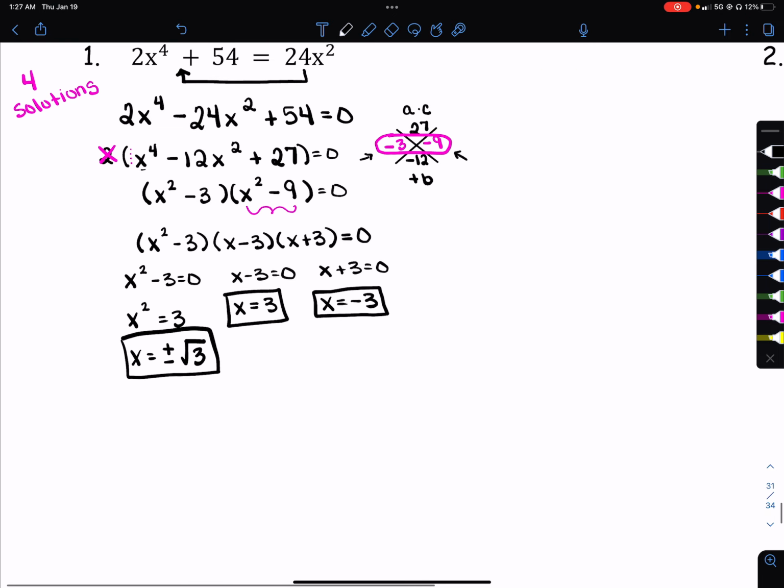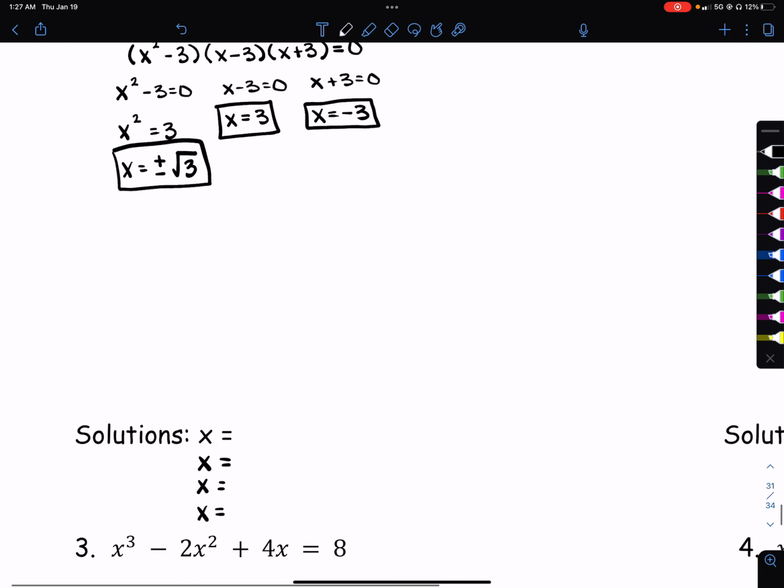So on the bottom, right down here where the solutions are, our first solution is x equals positive radical 3. Second one is x equals negative radical 3. Then we have x equals 3 and x equals negative 3. So what does that mean?